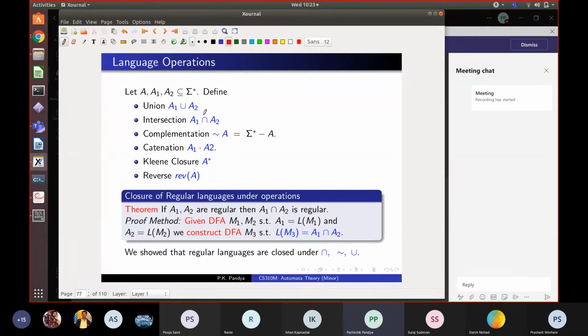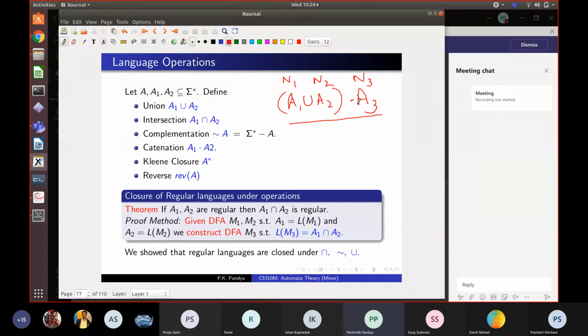And in fact, we can do these operations in more complex ways also. We can build an automaton which will take A1 union A2 catenated with A3. We can build a complex language by this operation. Given the automaton N1 for this, N2 for this, and N3 for this, what will we do? We will first take the union automaton of N1 and N2, and then we'll take the catenation of this N1 union N2 automaton with this N3 automaton, and we will get an automaton which will recognize this language.